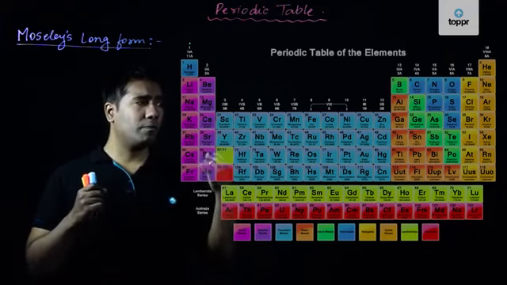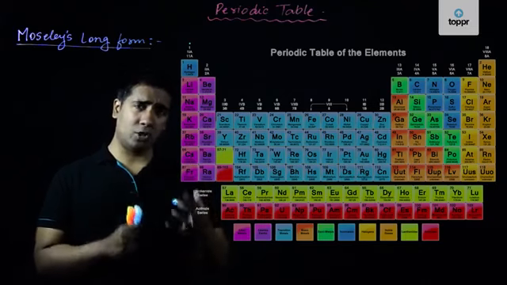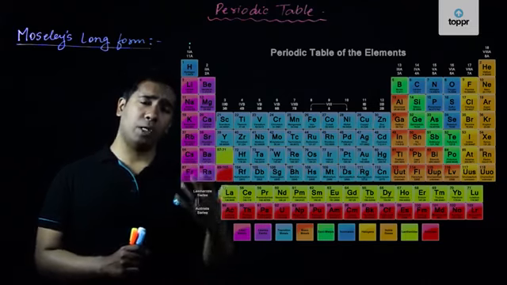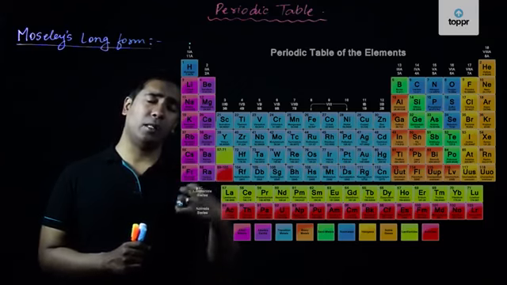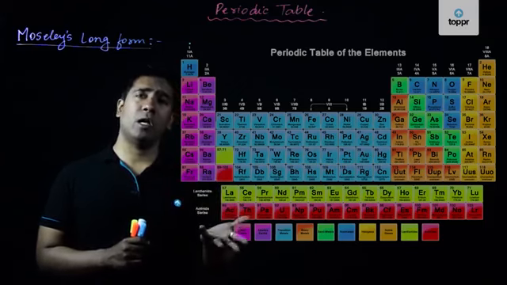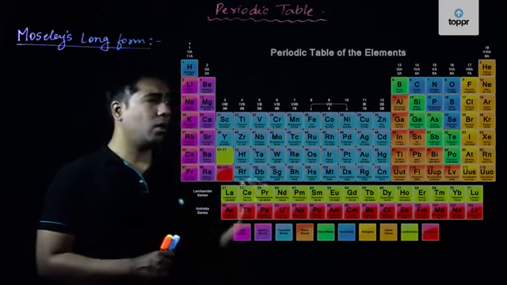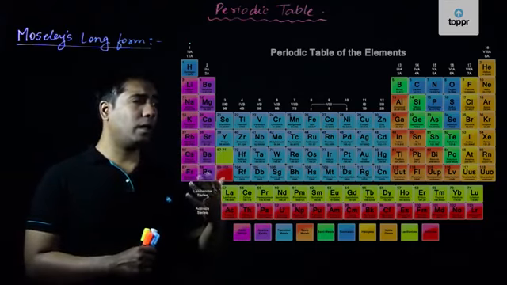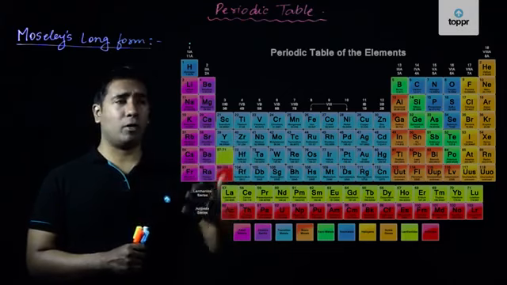So here, we have now understood that atomic number is a much more fundamental property than atomic weight in understanding the classification of elements as well as the periodicity of different elements. Now here we have the modern periodic table in front of us.